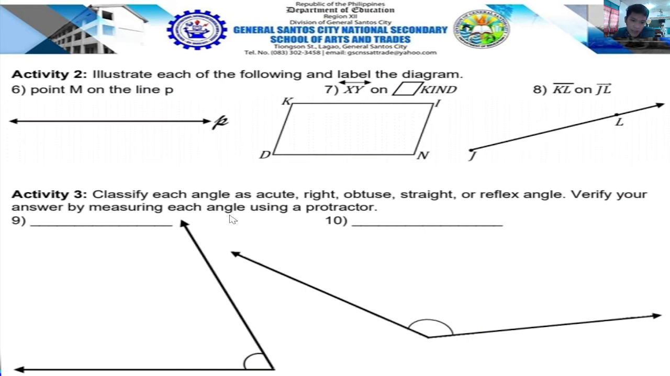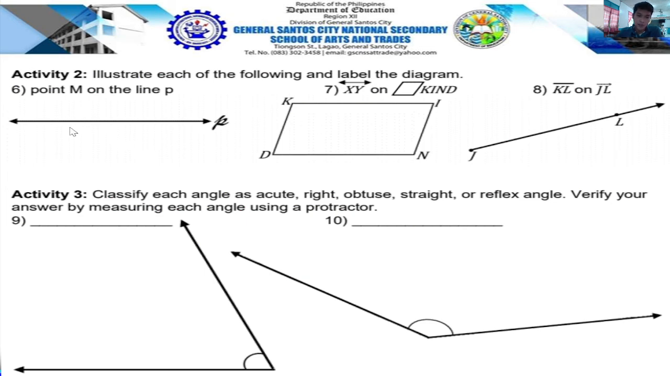Next, activity number 3, classify if it is acute, obtuse, straight, or reflex. Verify your answer by measuring the angle with a protractor. So, wag niyo na po i-measure, hulaan niyo lang po kung acute, right, obtuse, or straight based on the figure. Okay? So, pause for a while, then we will check after this video. Okay, I know you are finished with this, so let us check the answer. Sa mga hindi pa po nakakatapos, pause for a while so that hindi po maturing na cheating ang gagawin ninyo. So I will be revealing the answer now and check your own paper.